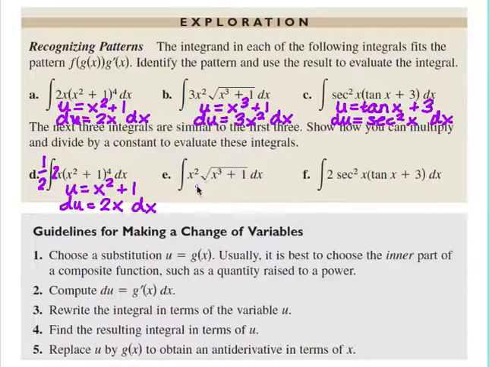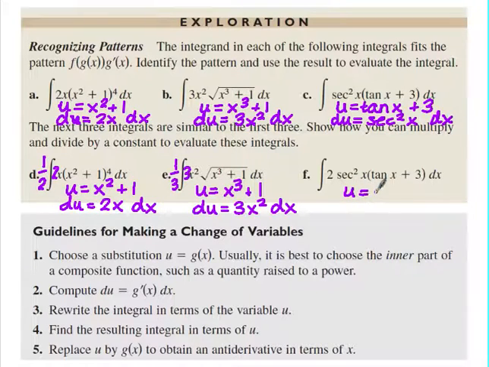What's u here? x cubed plus 1. Du is 3x squared dx. So in this problem, I need the x squared to be a 3, and then I'm going to put a 1/3 because I don't want to alter the problem any. Because du is 3x squared, and this has to match this. I thought you were just matching the top. No, we're matching. So here we go. What's u here going to be? Tangent x plus 3. The derivative of tangent is secant squared x dx.